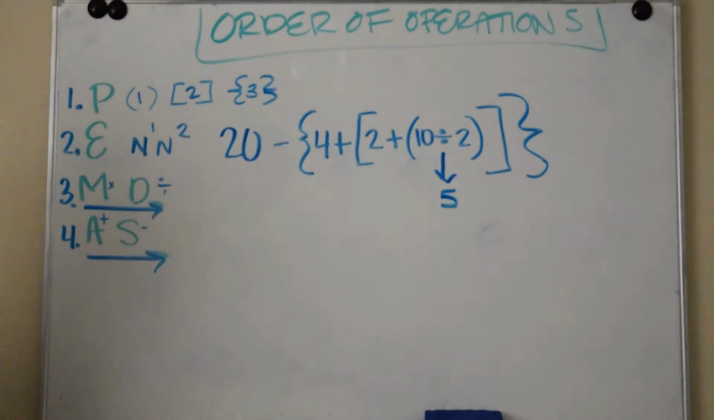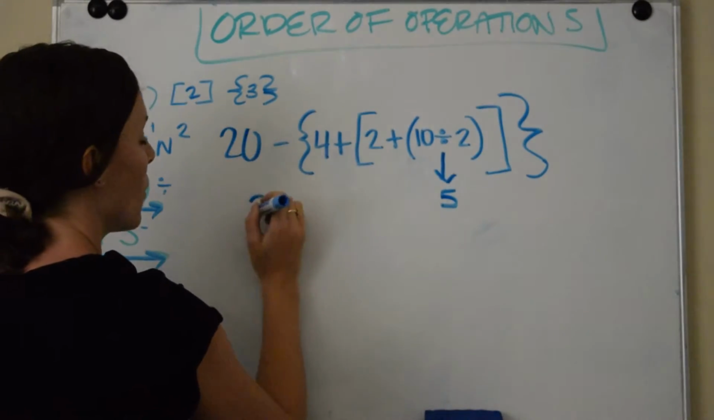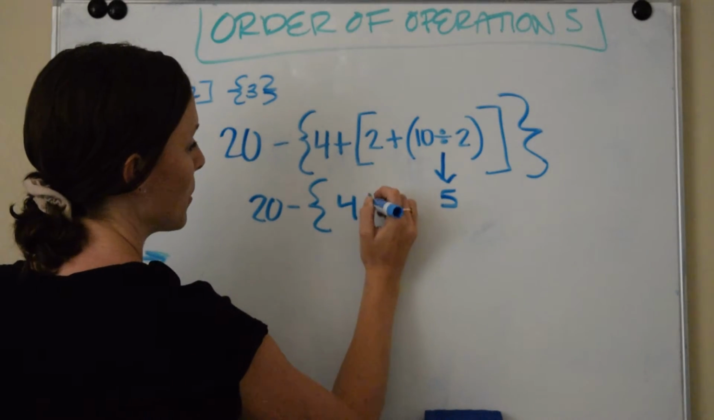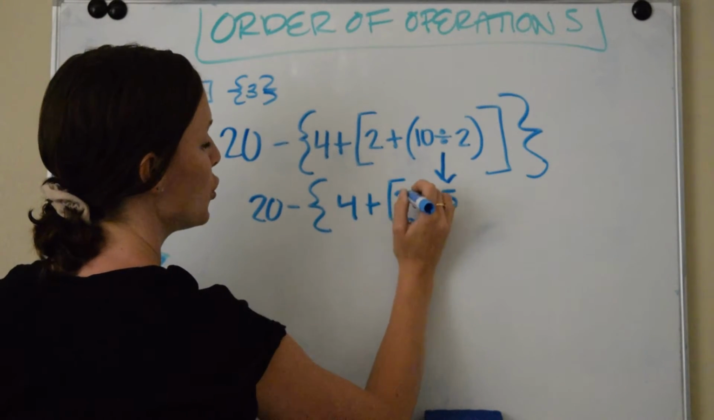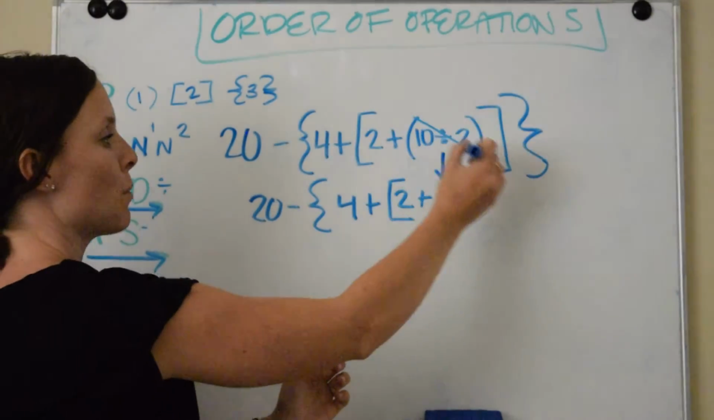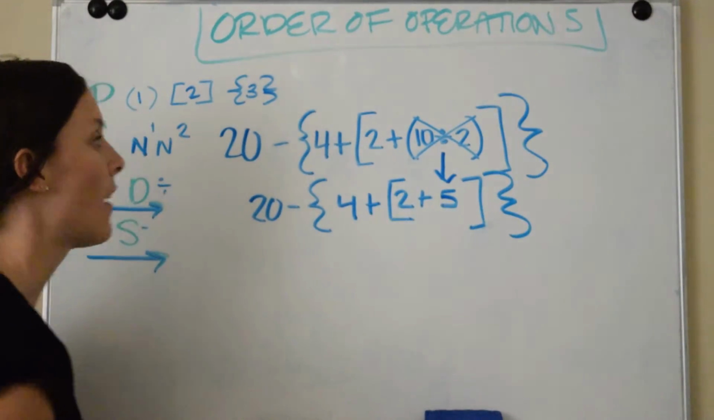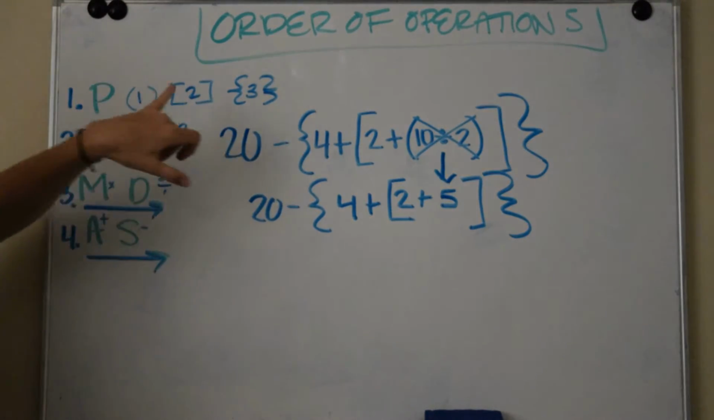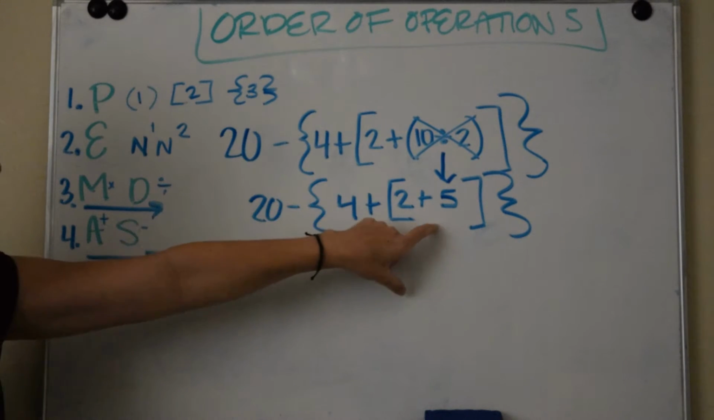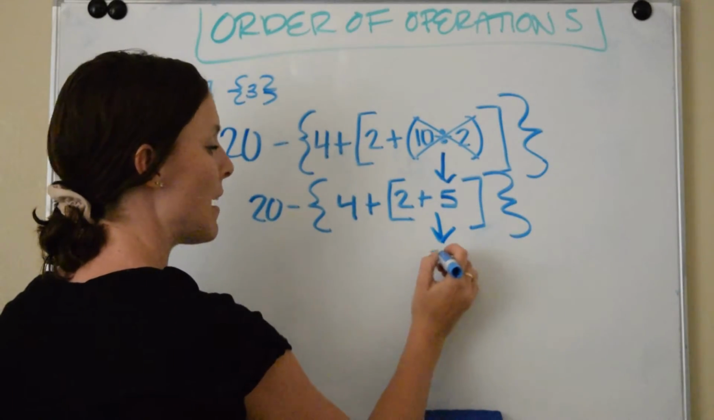This is the most important part: bring everything down with it. 20 minus braces, 4 plus, bracket, 2 plus. Now look, I already solved these parentheses, so I'm going to cross them out. It's now 2 plus 5 inside my box, or my bracket. That's my second step of parentheses that I need to solve. So I need to solve what's inside there, which is 5 plus 2, which gives me 7.